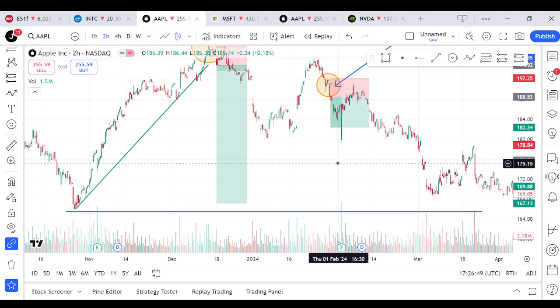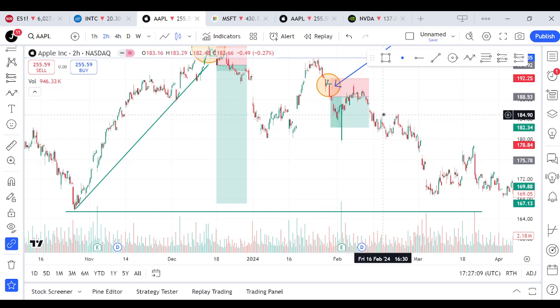Position sizing remains crucial for long-term success. Never risk more than 1 to 2% of your trading capital on a single bearish evening star setup, regardless of how convincing it appears. Consider scaling into positions if price action confirms your bias rather than entering your full position size at once.